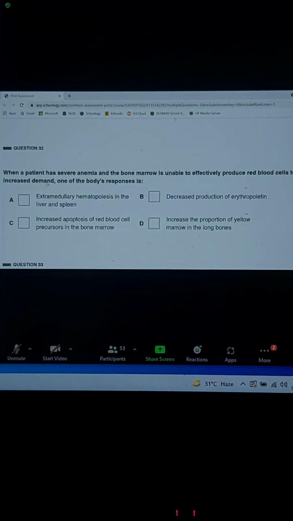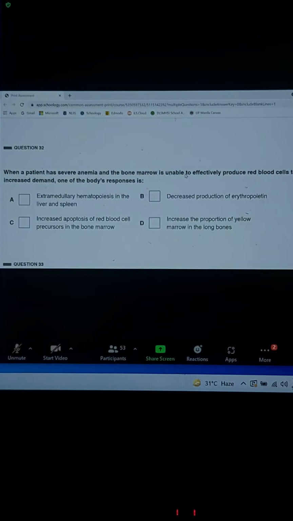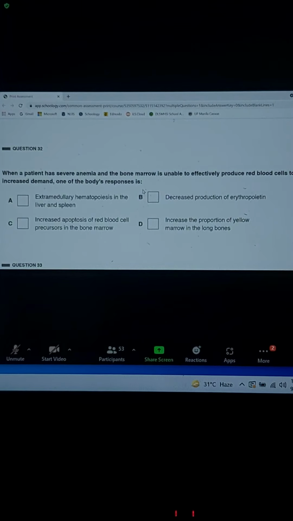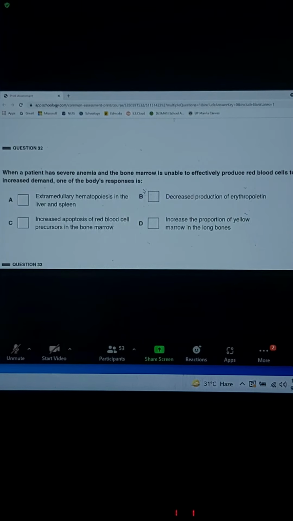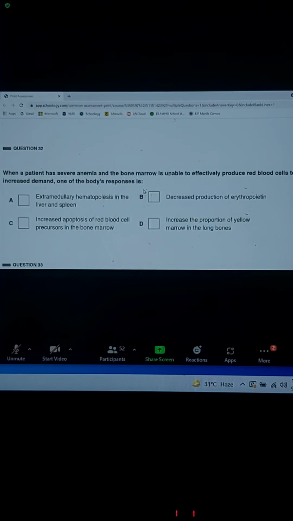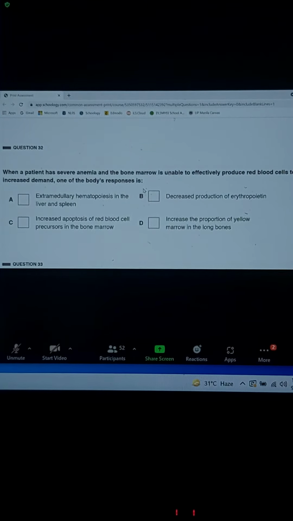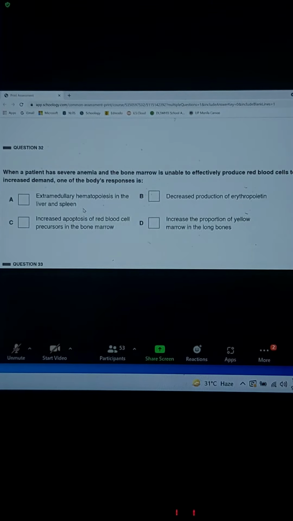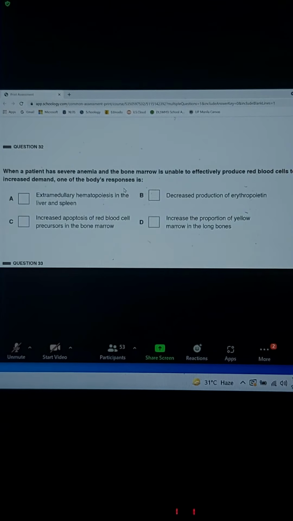Question number 32. When a patient has severe anemia and the bone marrow is unable to effectively produce red blood cells to meet the increased demand, one of the body's responses is Letter A. So the correct answer is letter A. Extramedullary hematopoiesis in the liver and spleen. So doon lang mag-assume ng hematopoietic activity ang ating liver and spleen kapag hindi na nagre-respond si bone marrow. But of course, the response of your liver and spleen would be minimal. So it won't be enough to compensate for the loss of your bone marrow's action.